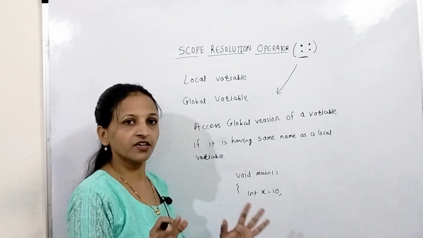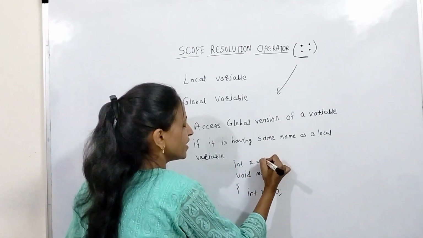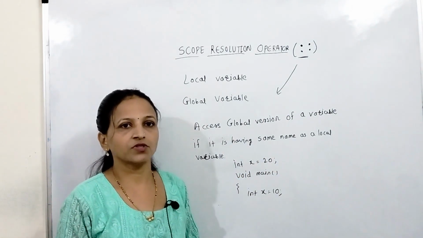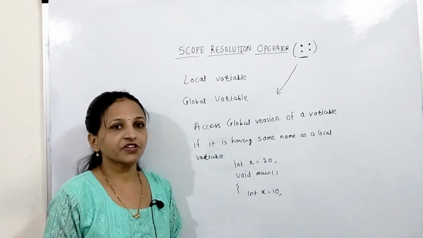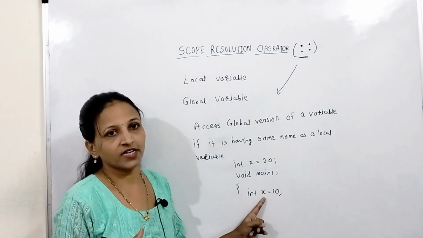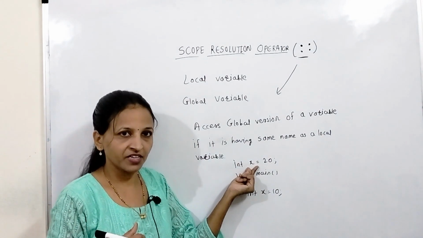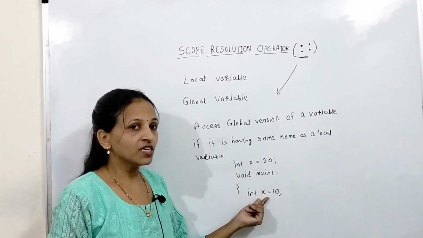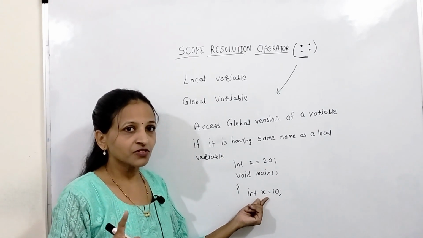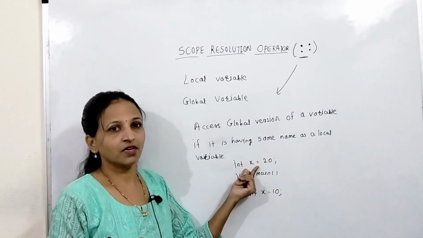Here you can access that variable, but you can also declare a global variable having the same name as a local variable. It is allowed. Those are considered two different variables: this one is a global x and this is a local x. If any local variable has the same name as a global variable, then local always has priority. Local will be accessed first. This local variable will hide the global version of that variable.